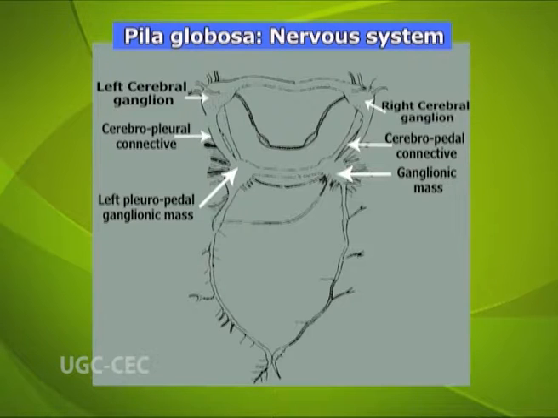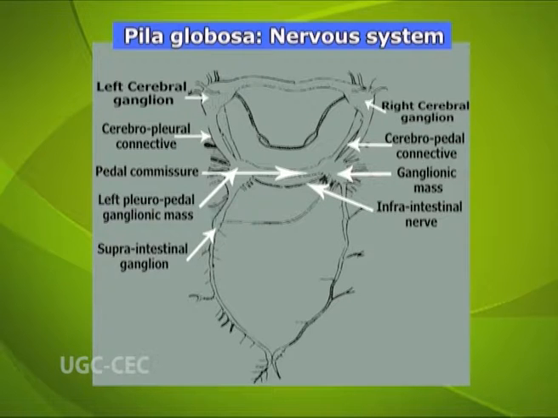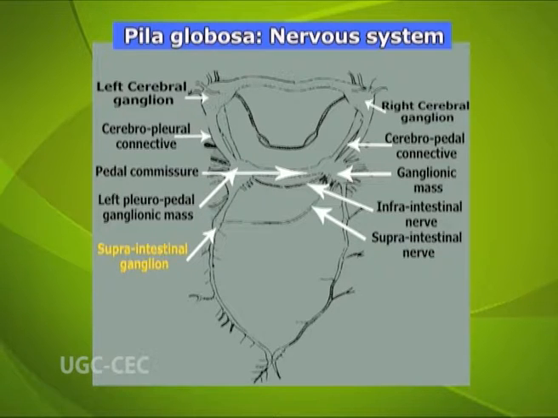A very slender nerve called the infraintestinal nerve connects the pleural ganglia of both sides. It forms a loop just behind the pedal commissure. An unpaired supraintestinal ganglion lies a little behind the left pleuropedal ganglionic mass. The supraintestinal ganglion is connected to the right pleuropedal ganglionic mass by a very fine oblique nerve lying just above the esophagus, called the supraintestinal nerve. The supraintestinal ganglion supplies nerves to the ctenidium and the pulmonary sac.